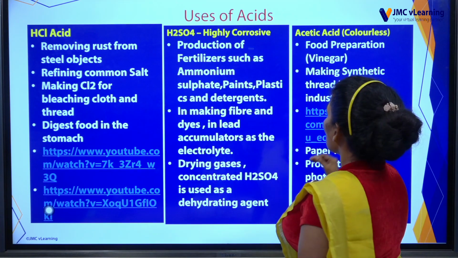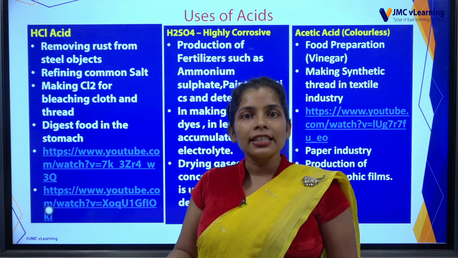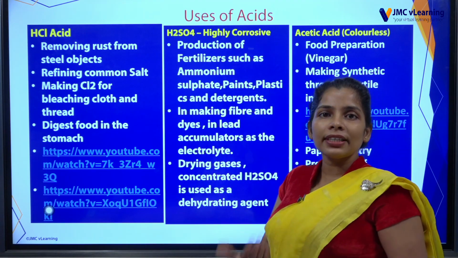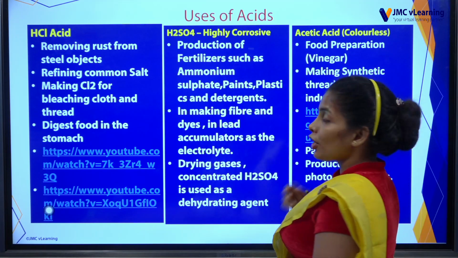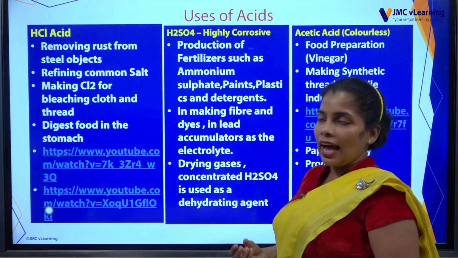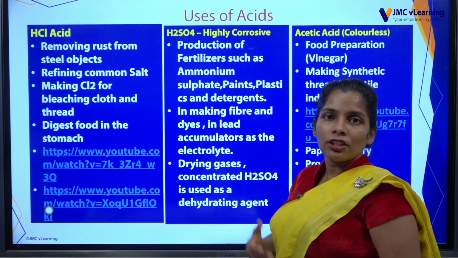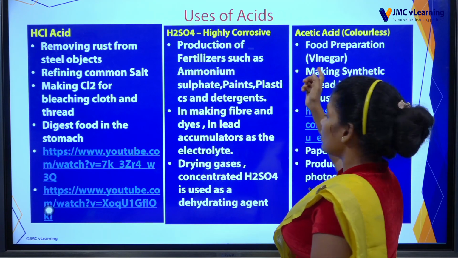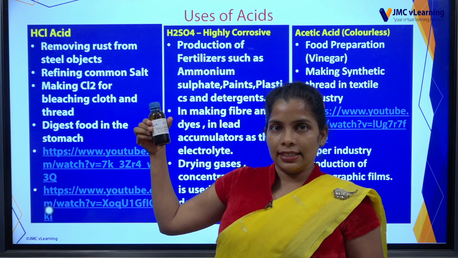Now we are just moving to acetic acid. What is the chemical formula of acetic acid? CH3COOH. So, the first one is what? The famous use. In your home also, at least your mother is using vinegar to prepare some foods, no? First one is food preparation, we are using acetic acid.